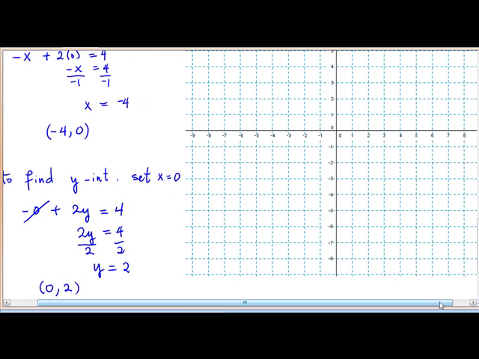Let's go here to graph the line. When x equals minus 4, y is 0. So right here is the x-intercept. For the y-intercept, when x equals 0, y is 2. So right here. So now I will join the 2 points. I got a line. Okay.